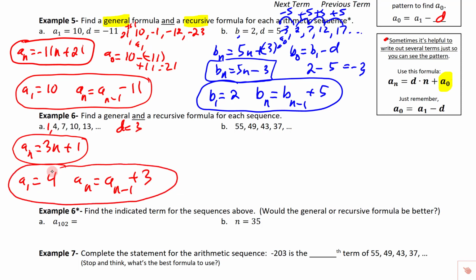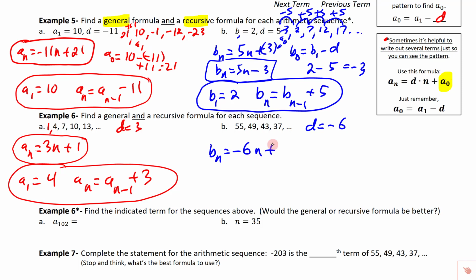Okay? Now this last one, I'm going to try and do this really quickly. You'll notice that we go from 55 to 49 to 43 to 37. Let's see, if we went from 55 to 49, we're going down, so that means the common difference is going to be negative. And we went from 55 down to 49, so that's going to be negative 6. So immediately what we can write down is b sub n equals negative 6n.